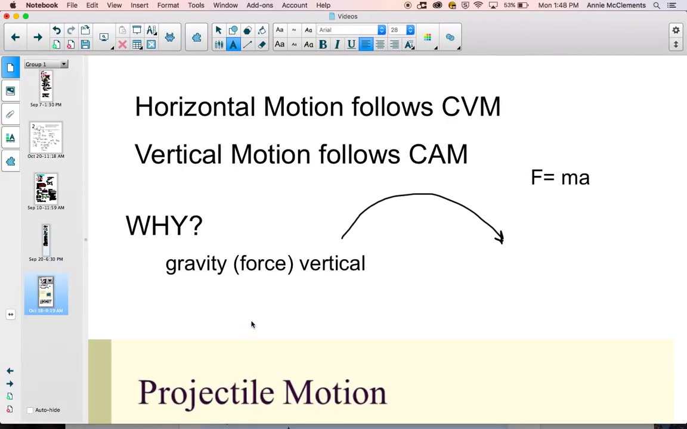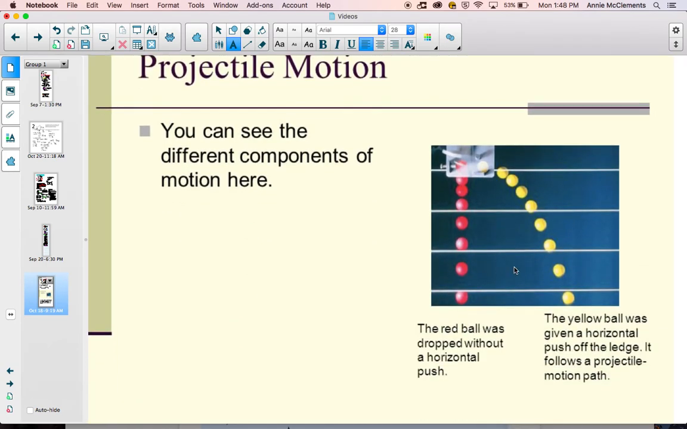There are plenty of picture representations of this. This is one. This ball is dropped, this one is pushed. You can see that the balls have the same y component of motion. Their motion in the vertical direction is exactly the same, regardless of whether or not they're moving in the horizontal direction.